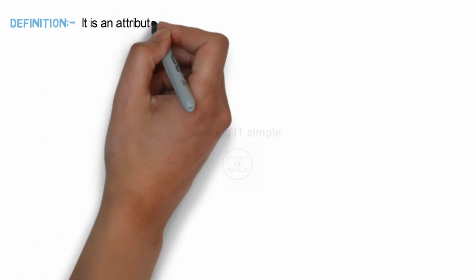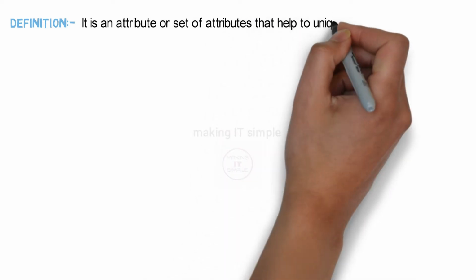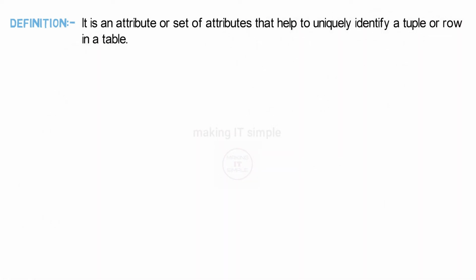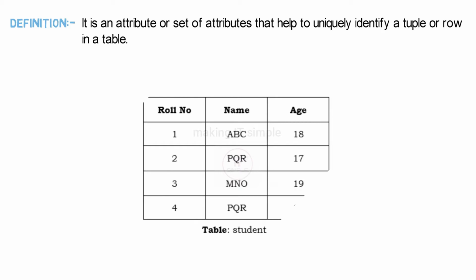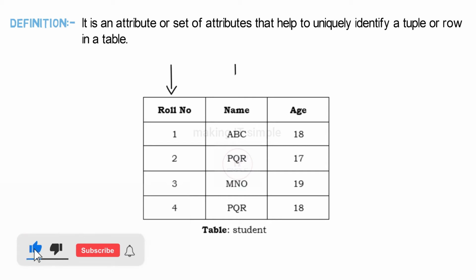So the definition of keys states that it is an attribute or set of attributes that help to uniquely identify a tuple or row in a table. Let us simplify it. Consider this example. We have a table of students which has three attributes. First is roll number, second is name, and third is age.